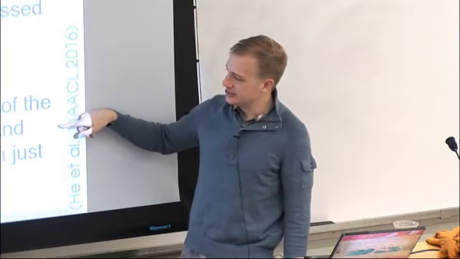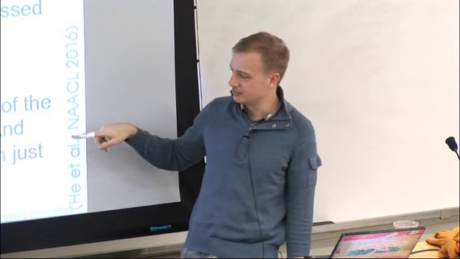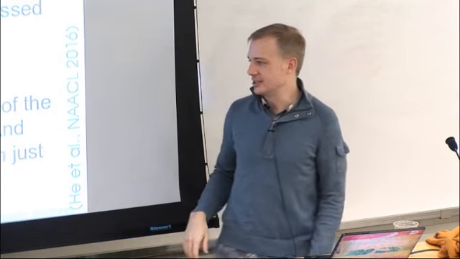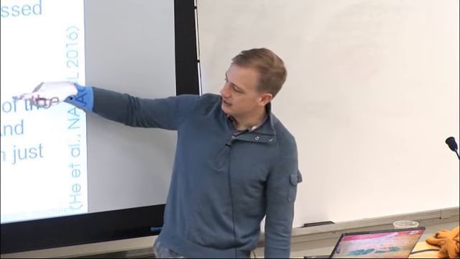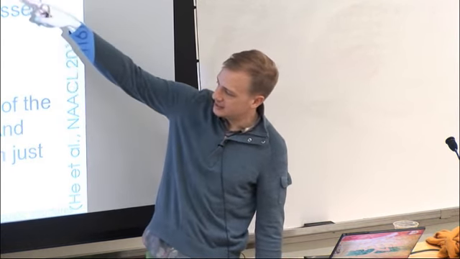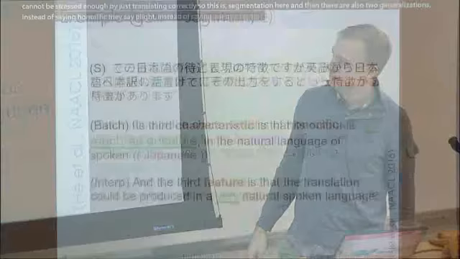The interpreter does segmentation. They say, "Now let me talk about the characteristic of the Japanese polite expressions. And such expressions cannot be expressed enough by just translating directly." So there's a segmentation here, and then there are also two generalizations. Instead of saying "honorific," they say "polite." And instead of saying "adequately," they say "enough."